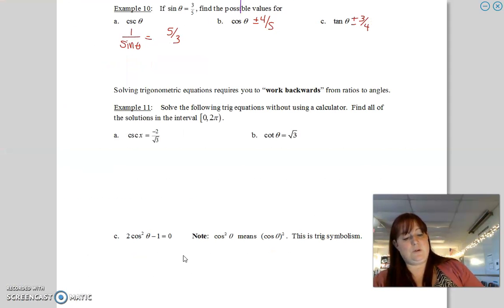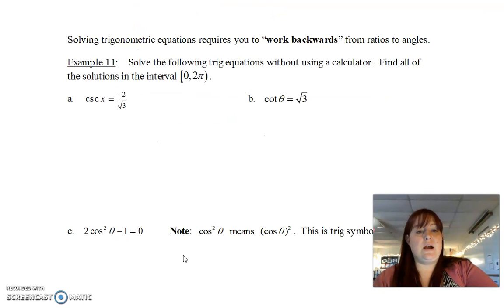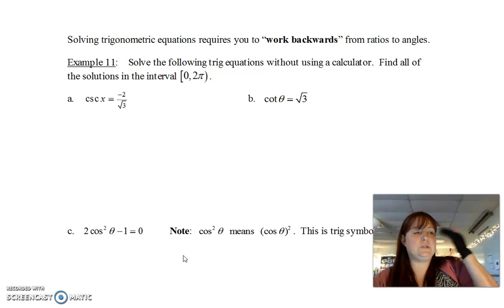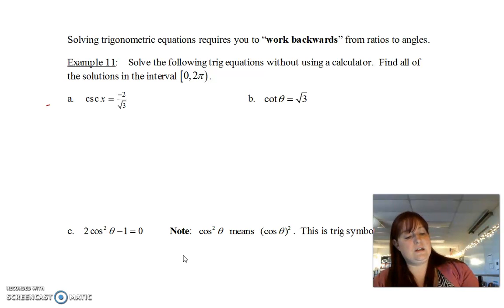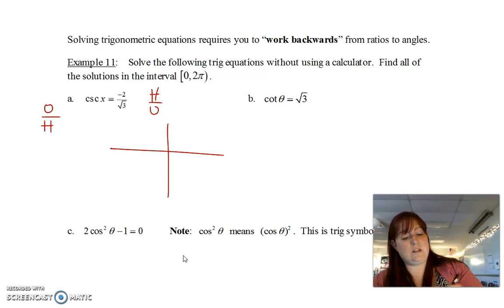Okay, so sometimes we have to work backwards because we have these equations where we say cosecant of some number equals negative 2 over root 3, and we have to figure out what this triangle could possibly be. So again, we think cosecant is the reciprocal of sine, and so sine is opposite over hypotenuse. That makes cosecant hypotenuse over opposite. Okay, so let's draw some reference triangles, and let's figure out which ones of these would have a negative hypotenuse over positive opposite. Okay, so all of our reference triangles are part of the bow tie.